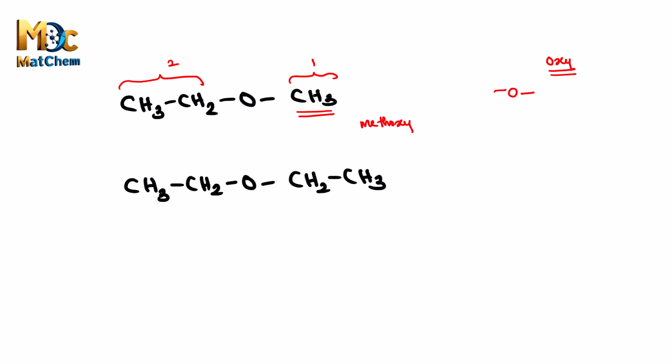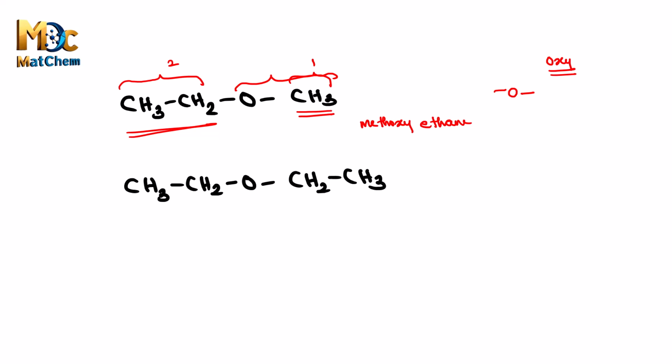Then go for the other side. We have two carbons, so it will be ethane. We have represented this molecule with one carbon, that is methoxy. Then on the other side, we have 2 carbons, which will be called ethane. So this will be named as methoxyethane. This part is called methoxy and this is ethane. So it is called methoxyethane.